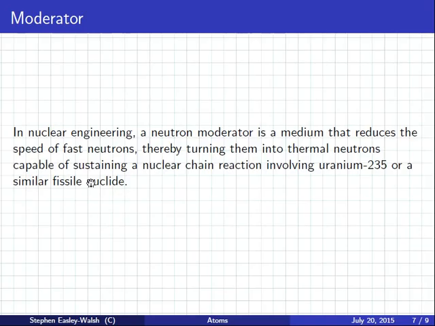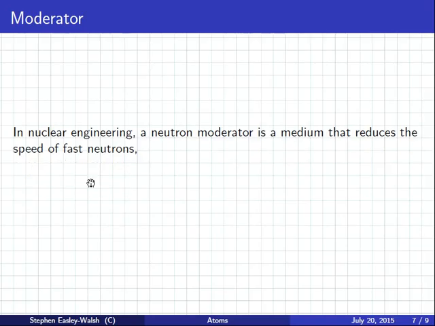You can write something down. I think it's enough just to write this down for what a moderator is. A neutron moderator reduces the speed of neutrons, and it's usually something like graphite in particular, but carbon comes in many different forms. So I think graphite is what's used. Yes, I know graphite is carbon, but carbon comes in many different forms.